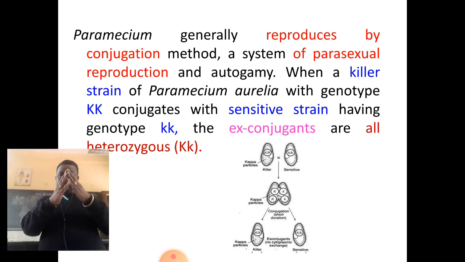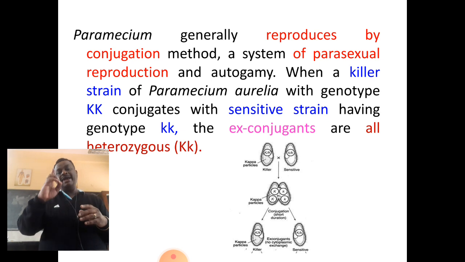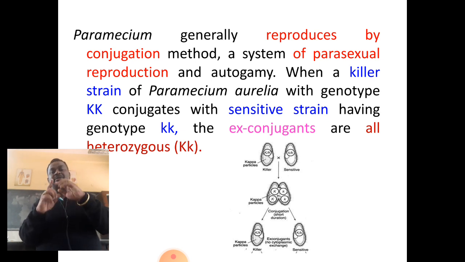So, when these two are involved in the conjugation process, there occurs the exchange of the nuclear material, and when they are involved in the conjugation they are called conjugants. After the exchange of their nuclear material they separate out. The separated individuals are now called ex-conjugants. The importance of ex-conjugants is that one capital K, one small k will be present in each of these ex-conjugants. Why? It is because the nuclear genotype got exchanged.